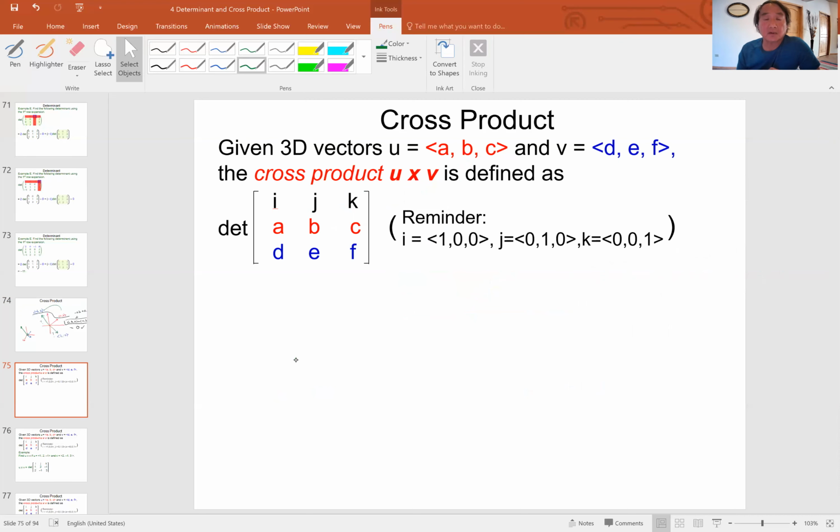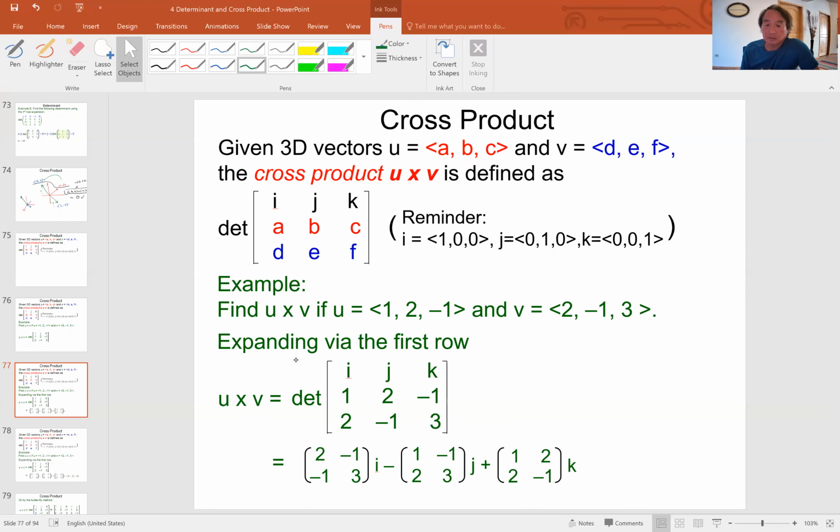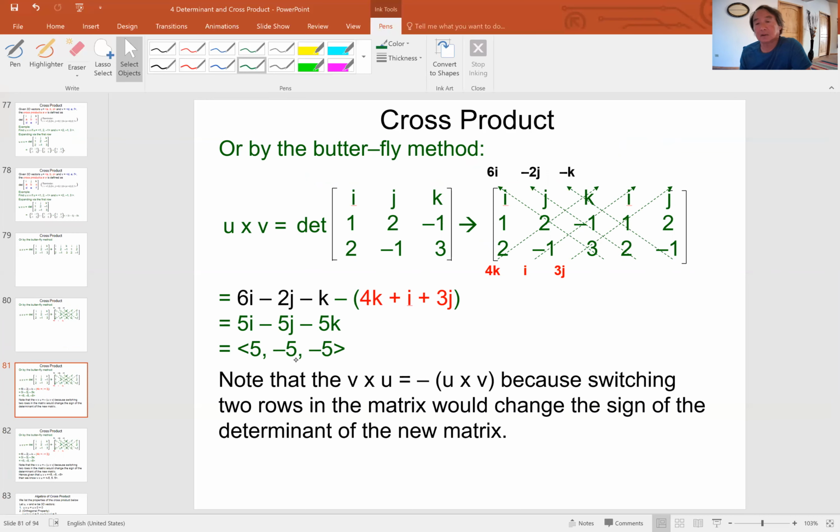We put i, j, k on top of the rows. The i, j, k over here are vectors, and A, B, C, D, E, F are numbers. So the first row actually consists of vectors. You can do it by first-row expansion, and you get a vector. Or you can do the butterfly: add all the terms on top and subtract all the ones on the bottom. It's the same thing.